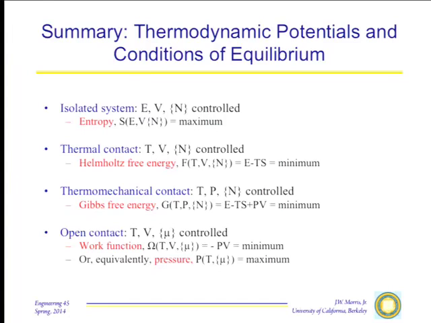The final situation, which is really much more common than thermodynamics texts would lead you to believe, is the open system, where we just imagine a region of space. In that case, we control the volume because we've got to define the boundary that defines our system. But the temperature and the chemical potentials are then set by the environment through the conditions of equilibrium. In that case, the pertinent quantity is the so-called work function, omega, which is E minus TS minus the summation of chemical potential times mole number, which is also just minus PV, where P is the pressure and V is the volume. And that must be a minimum. Or equivalently, if you have an open system, the pressure must have the maximum value that it can have for given values of the temperature and the chemical potentials.